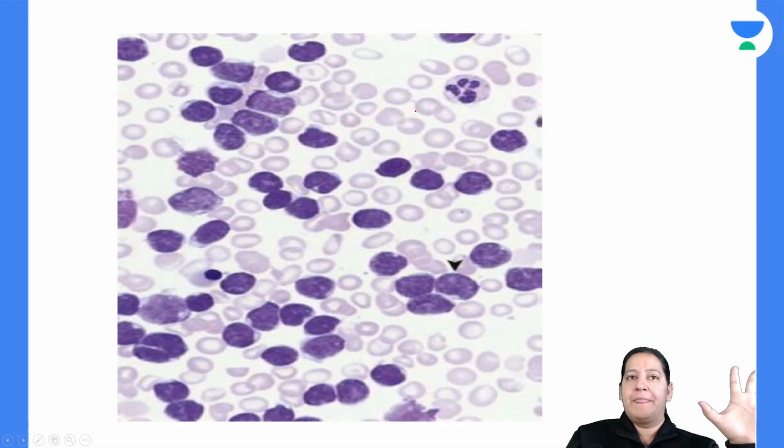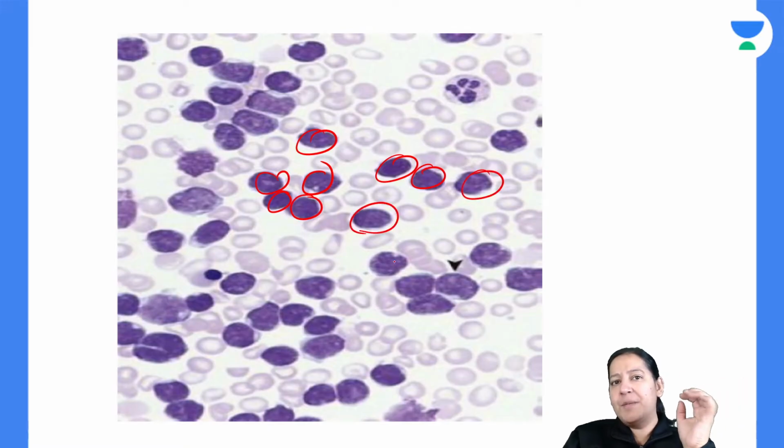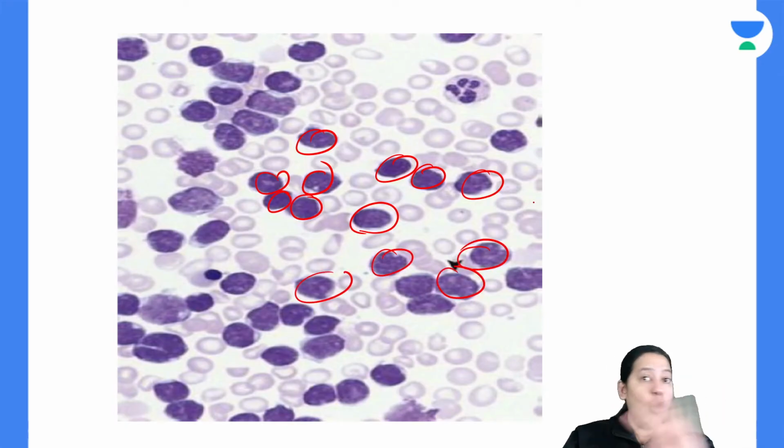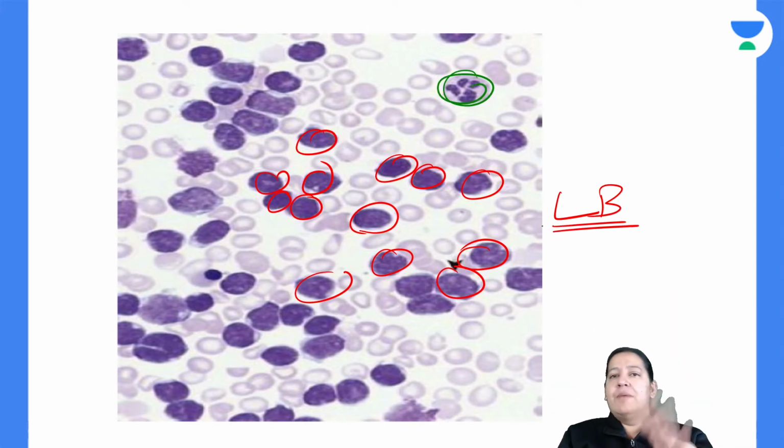See this diagram of ALL. This can come in your exam. See any of the cells here: I can see only the nucleus. I hardly see any cytoplasm at the periphery, even if you zoom in. All these cells, and no iron rod. All these cells are lymphoblasts. In this diagram, I can see only one neutrophil. The rest of the cells are all lymphoblasts. So again, it is the diagram of ALL.